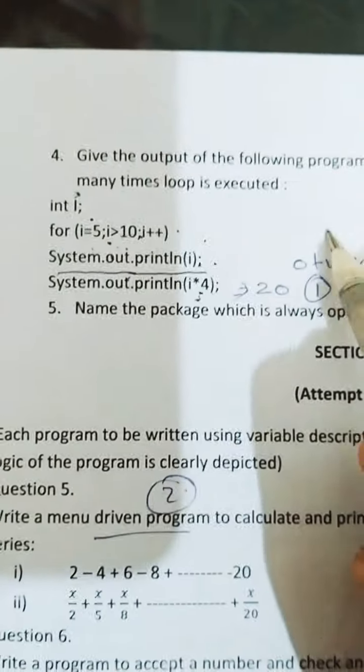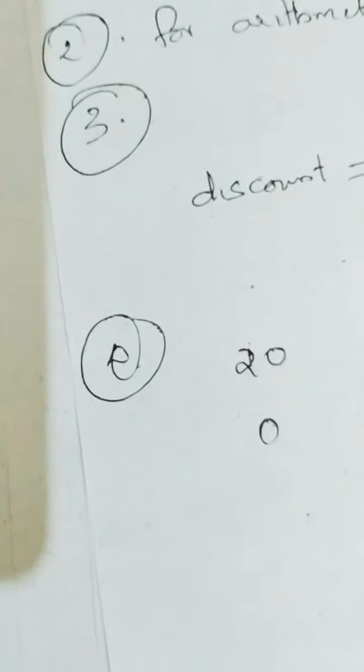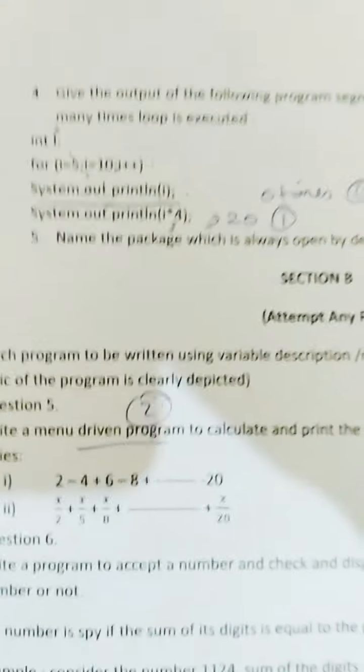Next question, how many times is the loop executed? Since the condition is false, the loop will execute for 0 times.